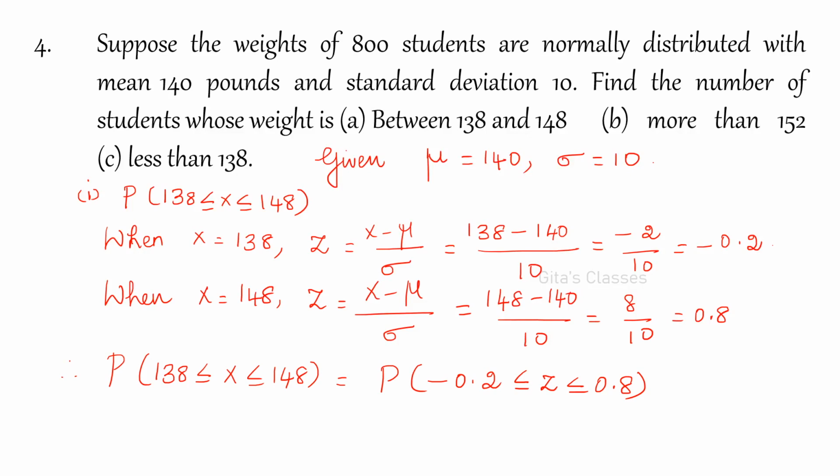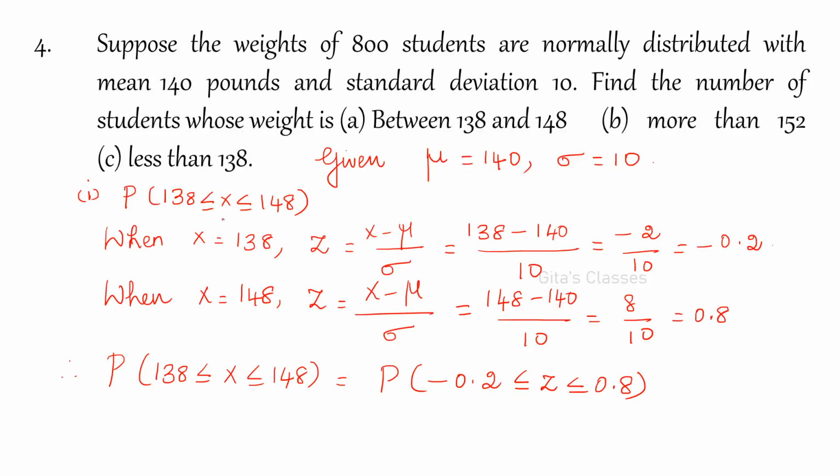So next is normal distribution, 15 marks. It is the easiest question they have given. Suppose the weights of 800 students are normally distributed with mean 140 and standard deviation 10. So given that mu is equal to 140, sigma is equal to 10. So first one is between 138 and 148. So probability of 138 less than or equal to x less than or equal to 148.